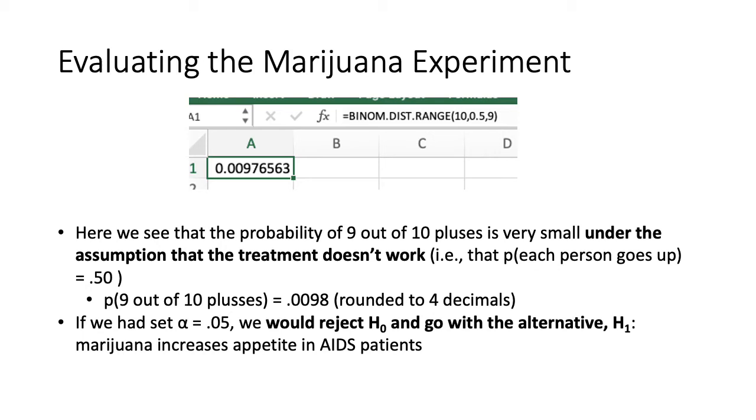So if this was our experimental result, we would reject the null hypothesis that marijuana does not affect appetite, and we would go with the alternative hypothesis, which is that marijuana increases it. So that's the only mathematical component of the sign test: simply turning the problem into a binomial distribution and then calculating probabilities. However, we've done some incomplete work here, so we're going to come back to this.